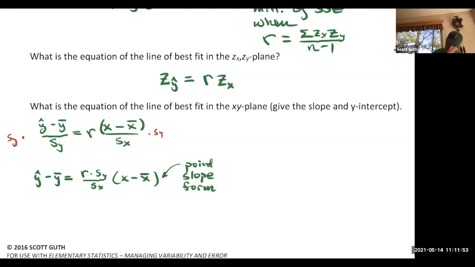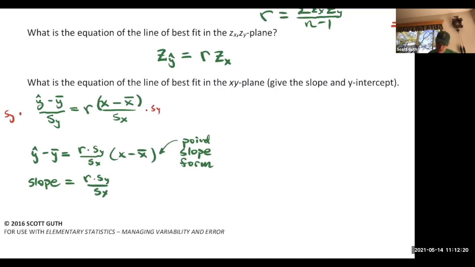Okay, this number in front of, and again, this is just an algebra thing. So if you remember algebra, you'll remember that the number in front of the difference of the x's is the slope. Okay, so the slope here is r times sy over sx. Now, to do the y-intercept, there's a couple ways to get it. You can make x 0, and that will work. That's how you did it in algebra.